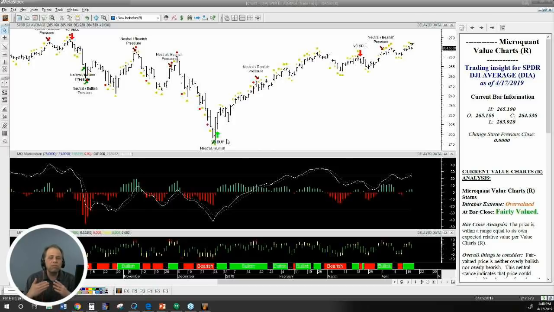Now, all the trades don't work out. We did have a sell signal right here. It pulled back a bit. You probably would have stopped out when you started to see these undervalued dots that appear automatically on the chart. And right now, we have a little bit of neutral bullish pressure, seeing how the market's going to shake out from here.